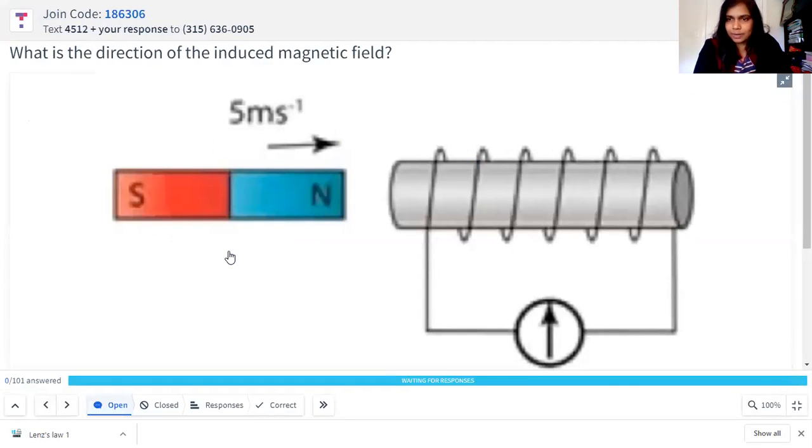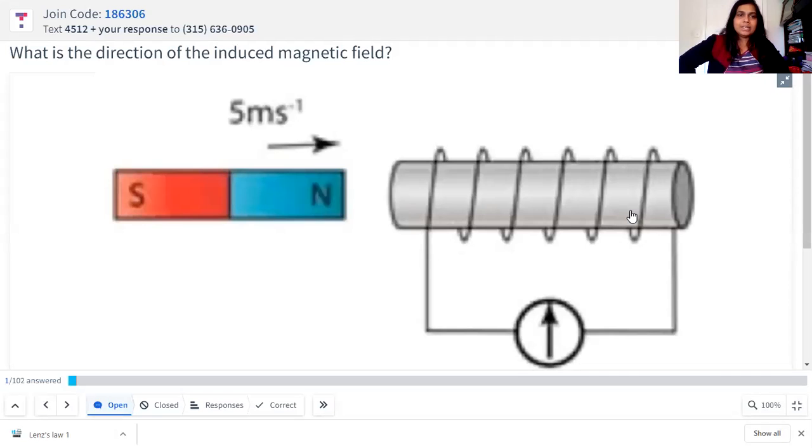Okay, this is a tricky one. You need to use your right hand and think about what's going on here. And I'm going to help you here at the end. But first, I'd like to give you a chance to think about it. So what is the direction of the induced magnetic field?